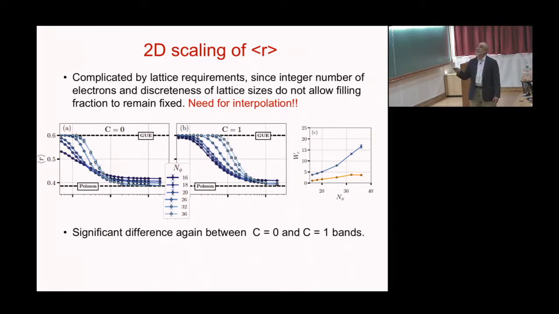So there's another issue, which is that because of the discreteness of lattice sizes, we cannot, for a given fraction filling of electrons, do all lattice sizes. So we have to interpolate between different lattice sizes to get data. So there's that additional complication that comes about.